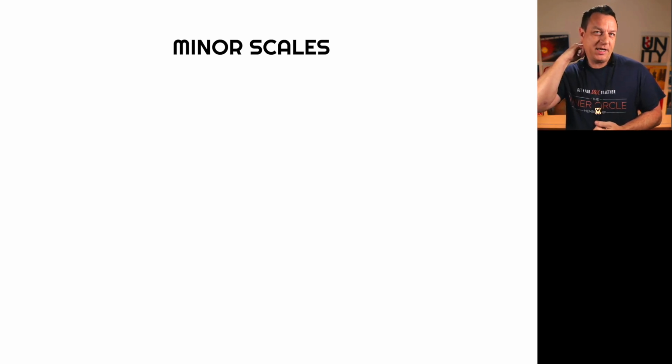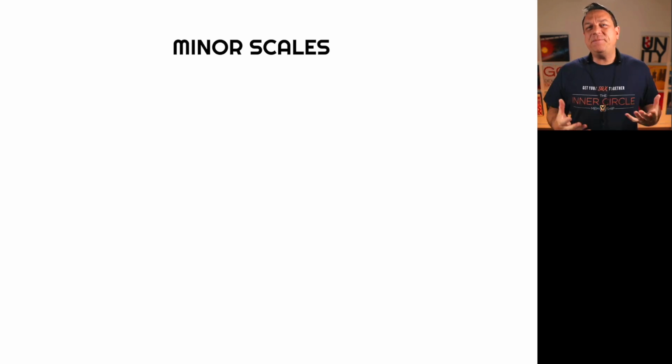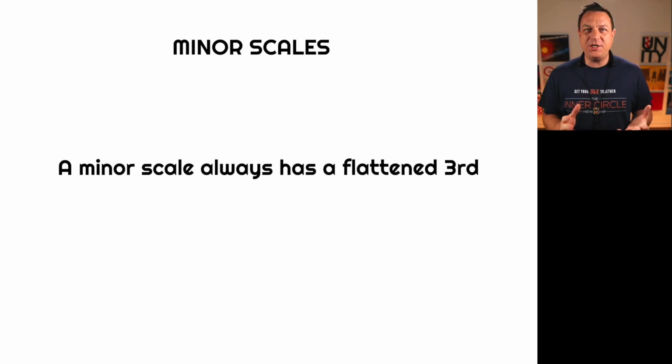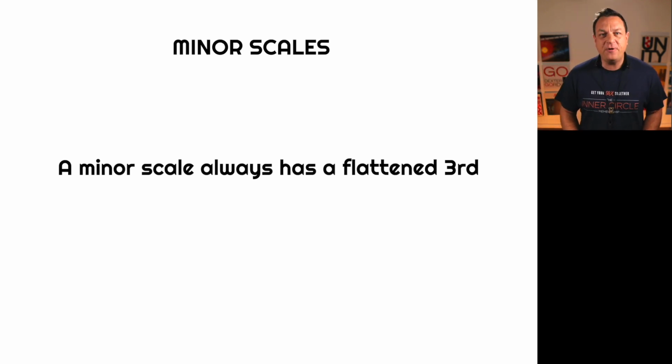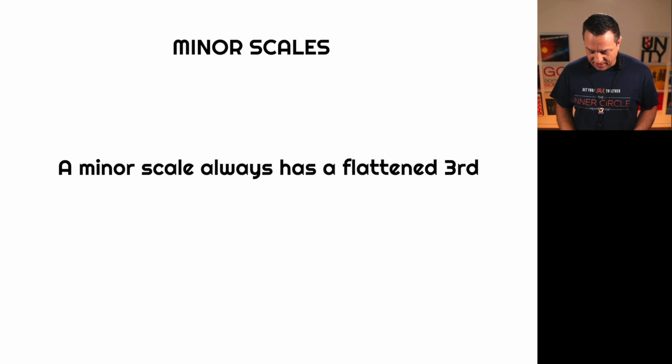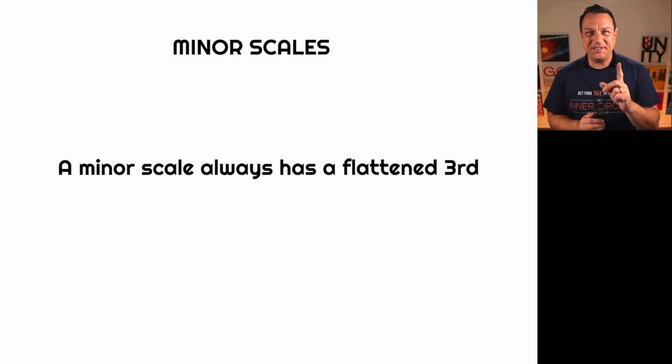So what is a minor scale? Well, in its most basic form, a minor scale is a major scale with a flattened third. It's the flattened third scale degree that makes a major scale a minor scale. So for example, here is a simple C major scale. If you flatten the third, that is what gives you the minor sound. And we're going to talk about the top half of the scale just shortly.